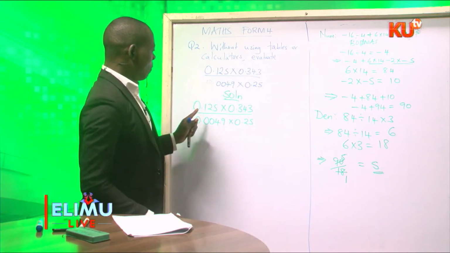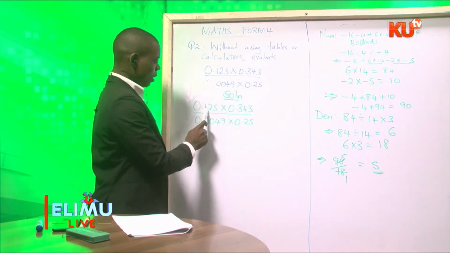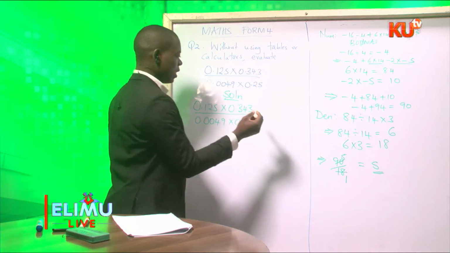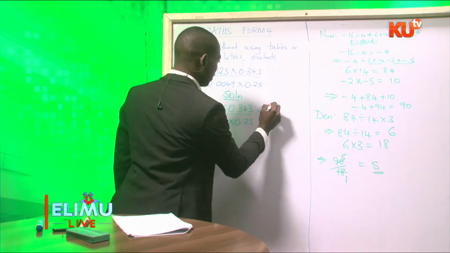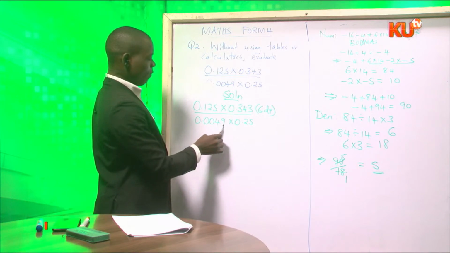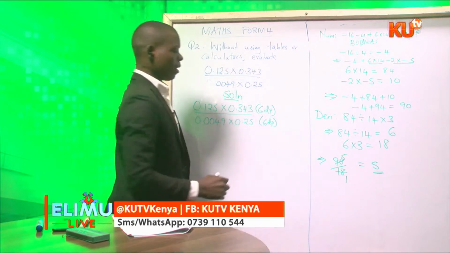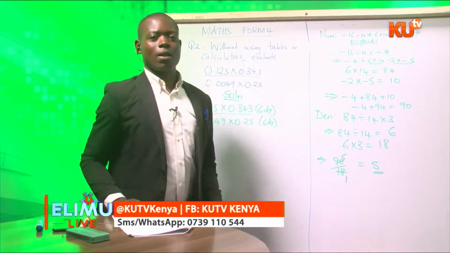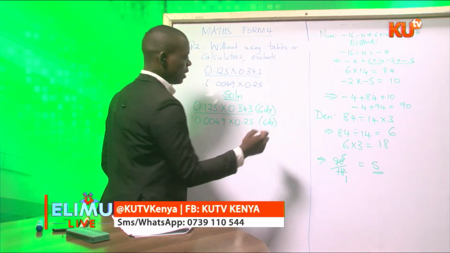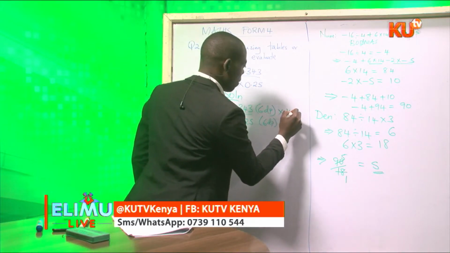Good. We count the number of decimal places in both the numerator and the denominator. In the numerator we have 1, 2, 3, 4, 5, 6, so there are 6 decimal places. In the denominator, 1, 2, 3, 4, 5, 6, again 6 decimal places. So what do we do next? Yes, we multiply by the value equivalent to the highest number of decimal places, and because they are all the same, we shall multiply all of them by 1 million.